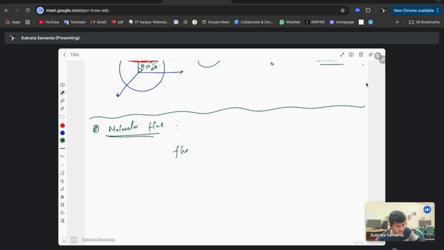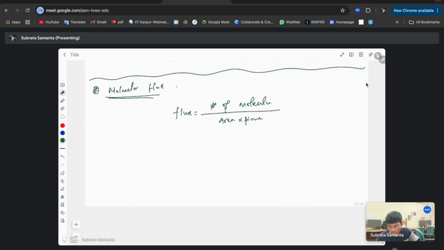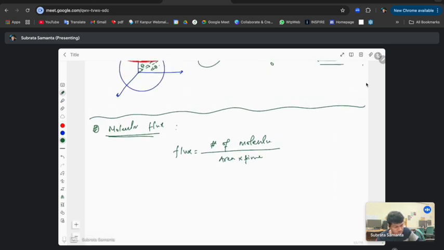Just a brief review: the flux is basically the number of molecules per unit area per time. If you denote the flux by phi, I am not going into the derivation, it is 1 over 4 times n times v average, where n is the number density and v average is the average speed.